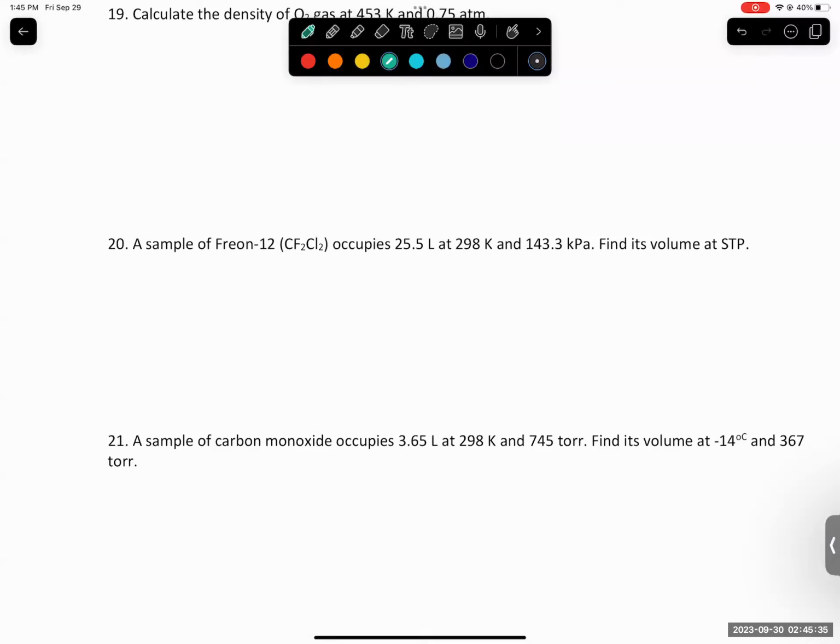Or you could just move it three places. It's like milliliters to liters. Take 143.3 kilopascals multiplied by 10 to the power 3. What I did was just use the kilopascals and run with it. Yeah, that's what I was going to do. I did kilopascals in my calculation and got it right. As long as you get the right answer at the end of the day, it doesn't matter.